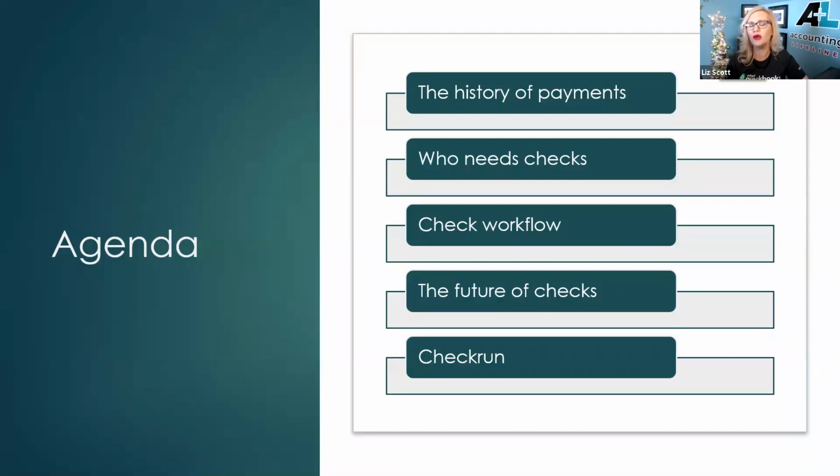Then we're going to talk about some workflow. What is it that we are really looking for? What is it that our clients are really looking for? And then we're going to talk about the possibility of checks. I like the history part, it's kind of a fun overview, but really it's all about where we are going. And then I'm going to show you a brief overview of a tool that's out there that is doing some things to modernize the check process.